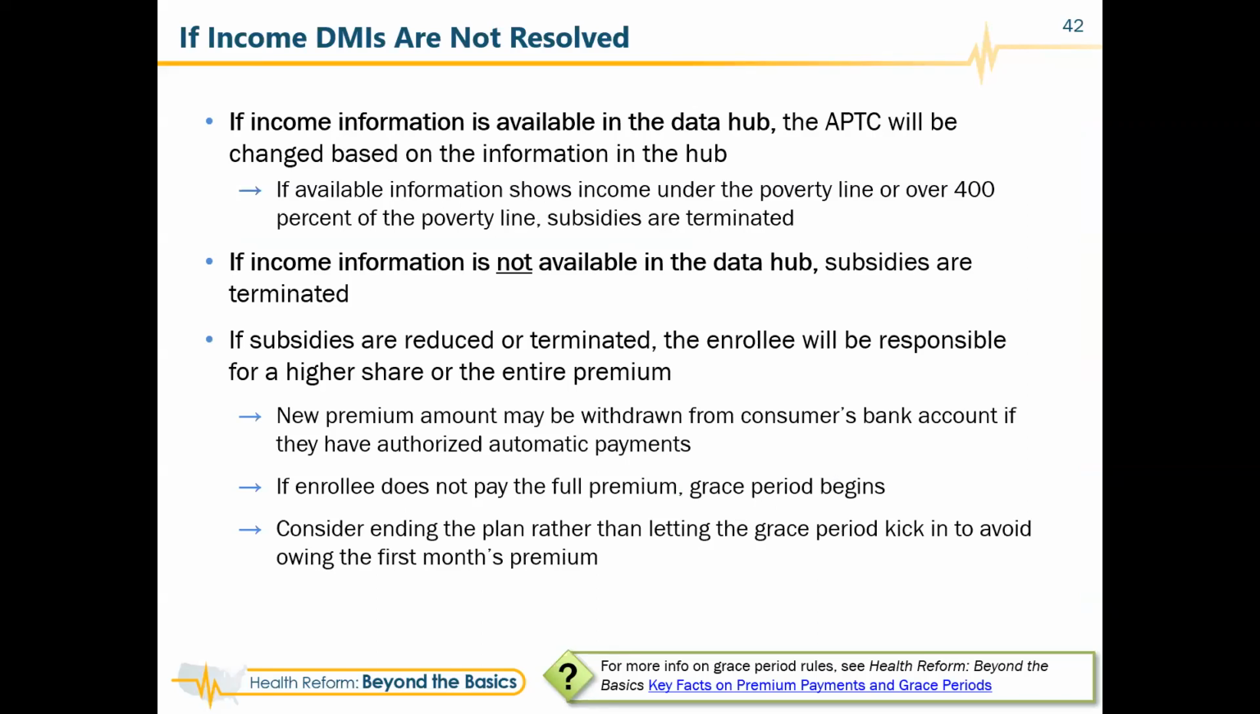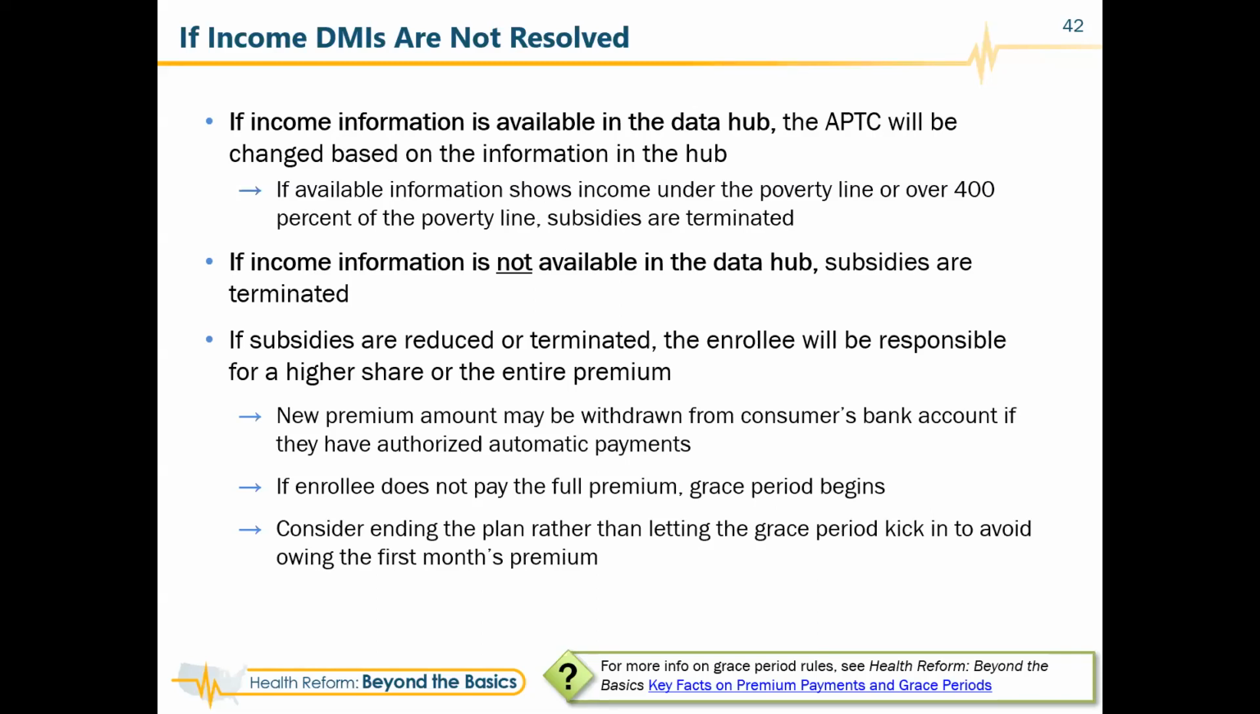If DMIs are not resolved, two things can happen. So if income information is available in the Data Hub, then the APTC is going to be based on the information that's in the Data Hub. So like we said, for that last example, even though Jalen's family was projecting their household income at $55,000, if they did nothing and didn't clear the DMI, their APTC would be based on a family with household income of $75,000. Now, if there's no income available in the Data Hub, then subsidies will be terminated.